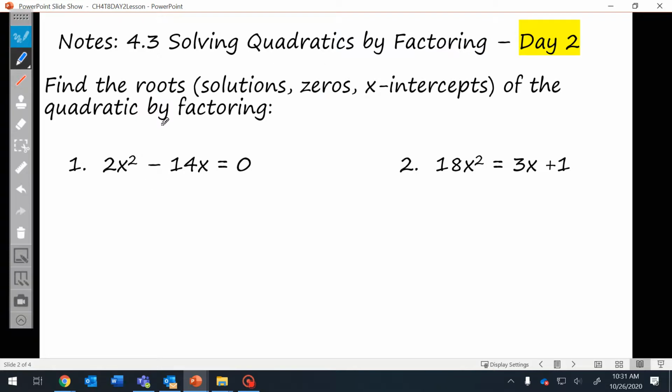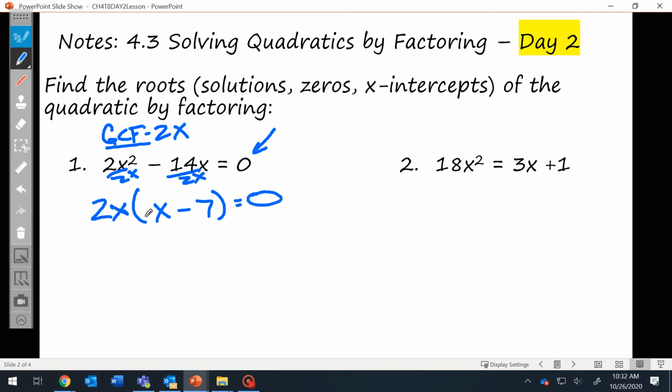2x squared minus 14x equals 0. So the initial condition is met. It needs to be equal to 0, and it is. So the first thing I'm going to start looking for is a GCF on the left side, 2x squared and 14x. They have a GCF of 2x: 2 goes into 2 and 14, x goes into x squared and x. So if I factor a 2x out, then I'm left with x minus 7.